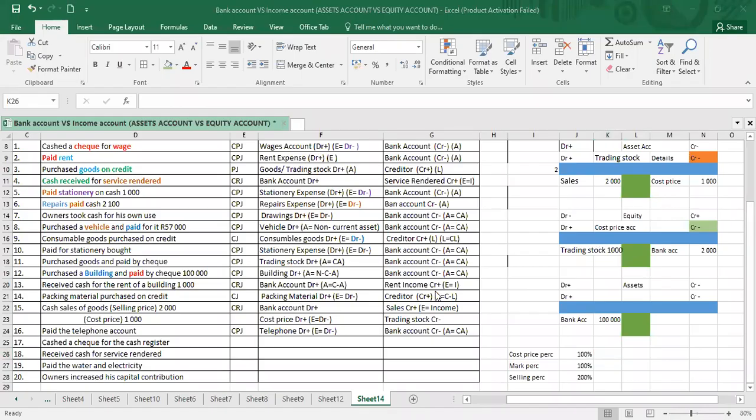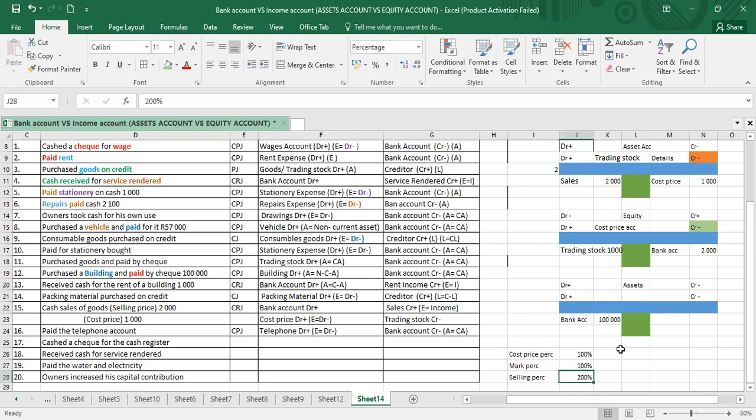We are still proceeding. We want to finish up with the remaining transactions. I wanted you guys to see how we are going to be calculating the cost price together with the trading stock. How did we get the selling price of 2,000 while we have the cost price of 1,000? The cost price percentage will always be 100%. The markup will be different. In order for us to get 2,000 rand, our markup is 100. Now the selling price percentage is 200.